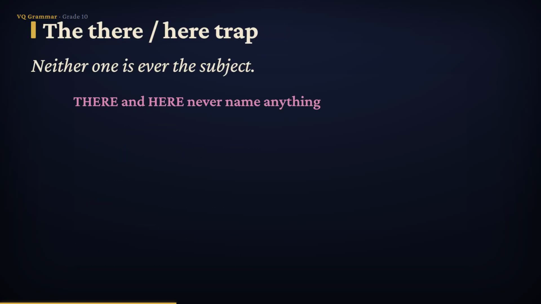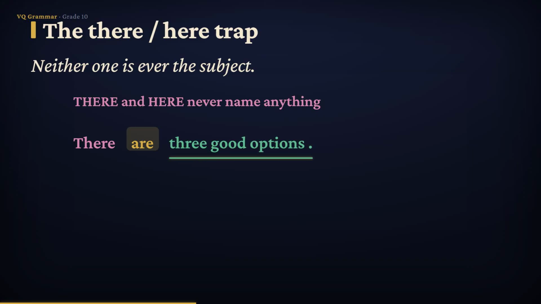Now for the trap that catches almost everybody. Look at this sentence. There are 3 good options. What's the subject? 9 students out of 10 point straight at there, and that is wrong. So find the verb, which is are, and then ask, are what? 3 good options. That's your true subject, and notice where it's hiding, after the verb.